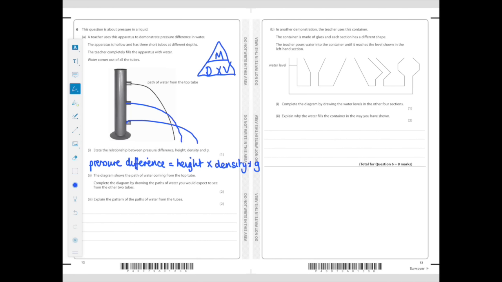Explain the pattern of the paths of water from the tube. So I've accidentally already alluded to this. You want to say that the water at the bottom of the tube has greater pressure and therefore the force acting on it is the greatest, meaning that it travels furthest.